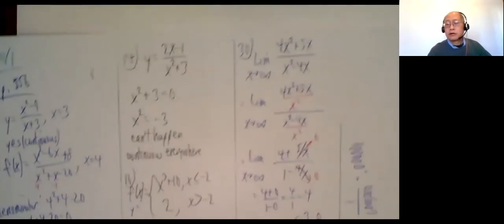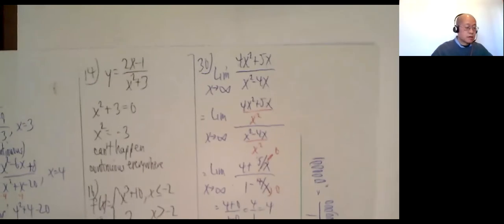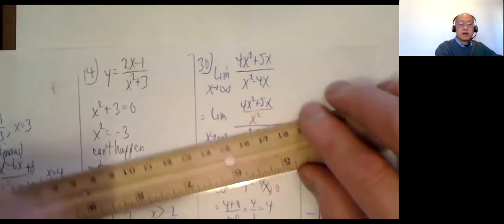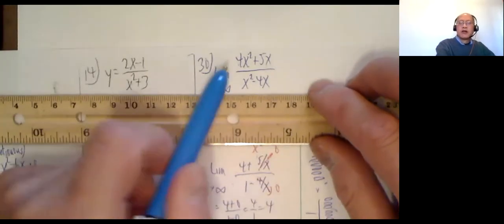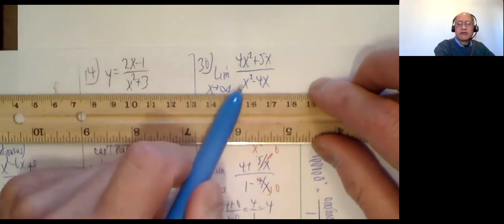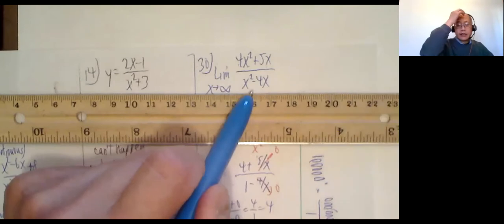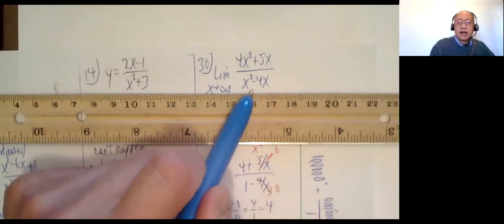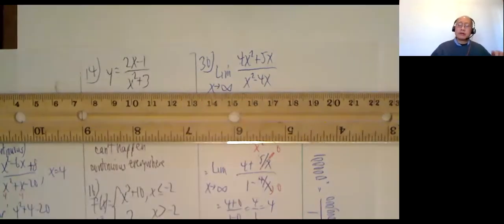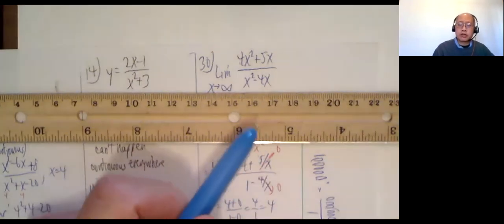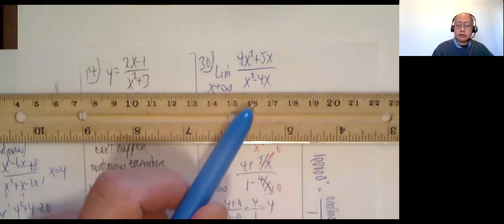Okay, 30 works pretty much the same concept. The limit as x approaches infinity of (4x squared plus 5x) divided by (x squared minus 4x). If you want a quick idea of the answer, and by the way, you should not just do the intuitive version on the homework, quiz, or test, right?